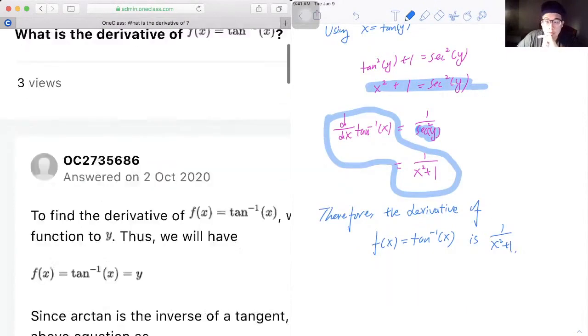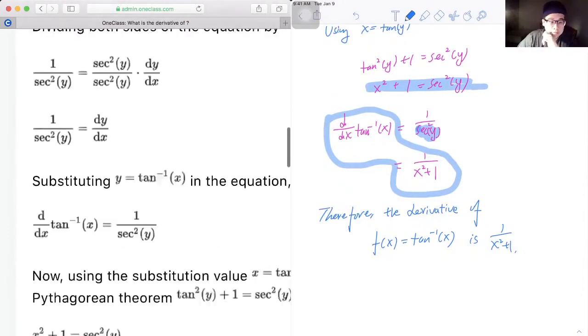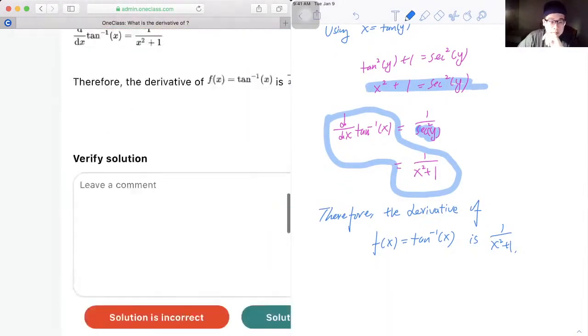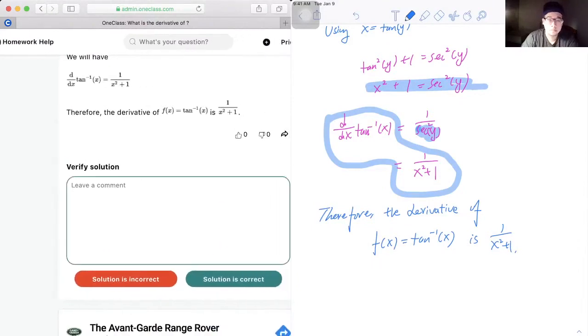Okay, so now let's leave a comment there. So, solution is correct. Well done.